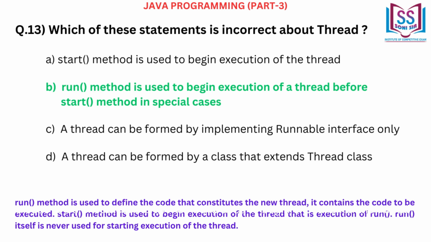Correct answer B. Run method is used to begin execution of a thread before start method in special cases. Run method is used to define the code that constitutes the new thread. It contains the code to be executed. Start method is used to begin execution of the thread, that is execution of run. Run itself is never used for starting execution of the thread.